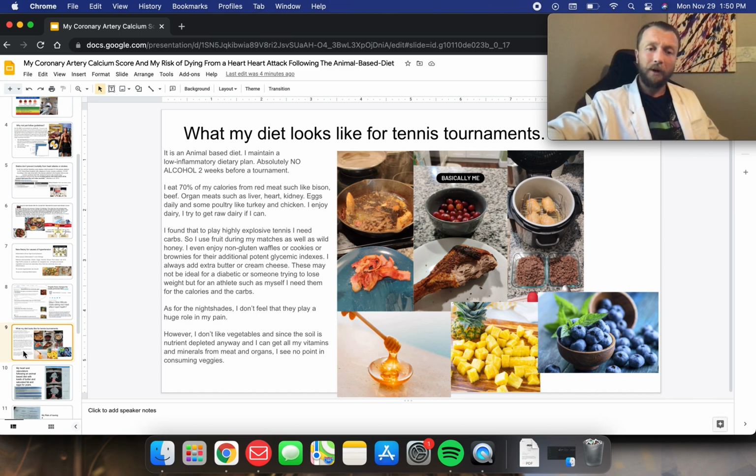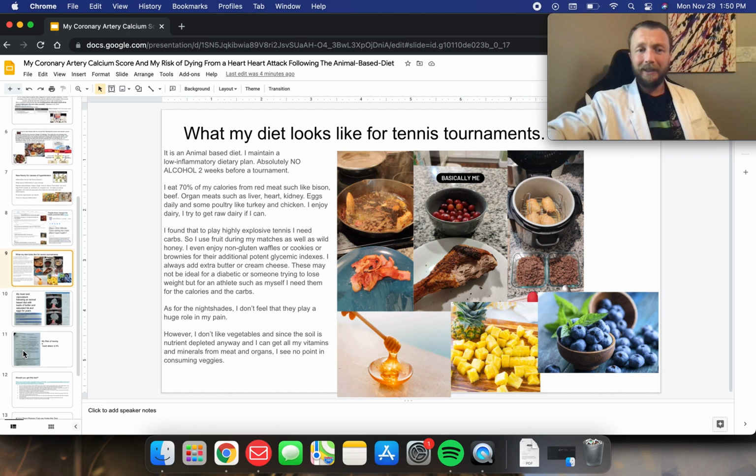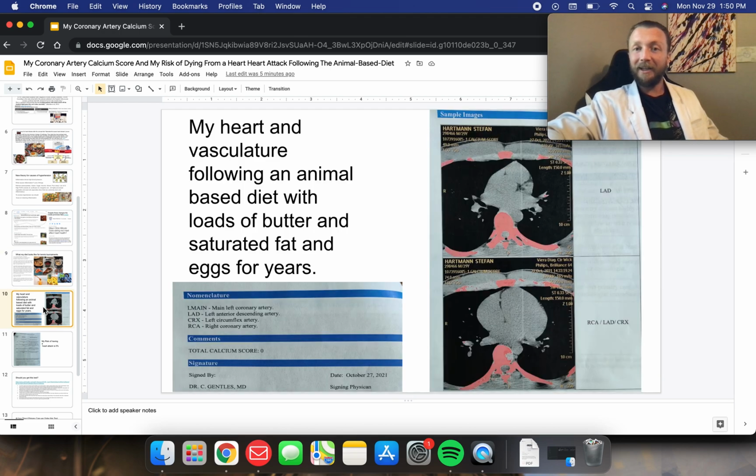But for the most part, I'm not eating gluten. I'm not eating seed oils. I'm eating a saturated fat heavy, animal-based diet pretty heavily. So I wanted to see what my coronary artery calcium score looked like. The vegans tell me that I'm going to die of a heart attack. Right? But here I am nearing age 30. I wanted to check. So my coronary artery calcium score is zero.